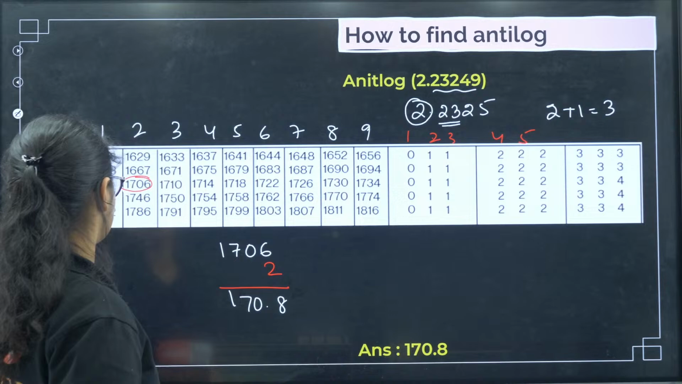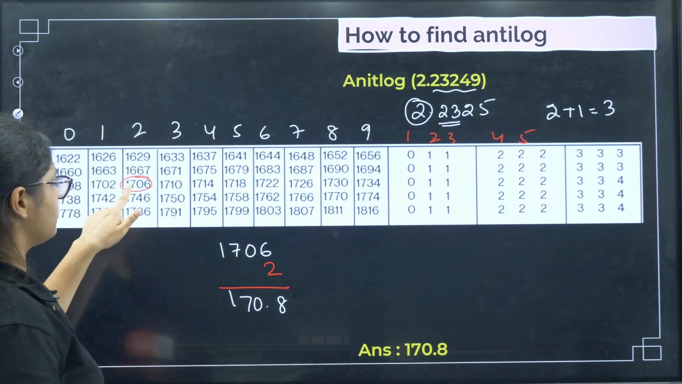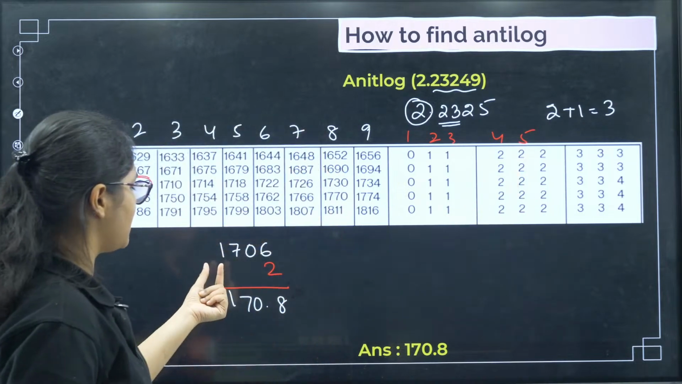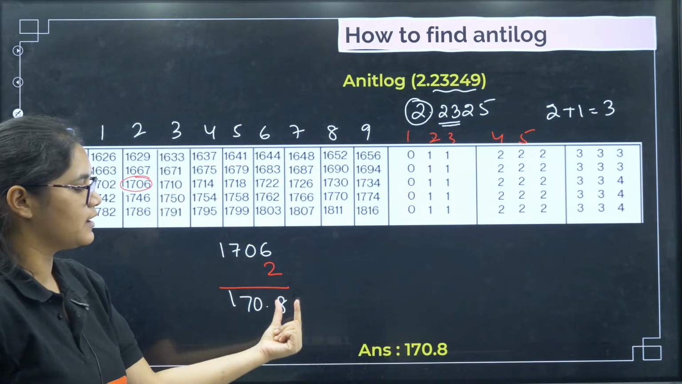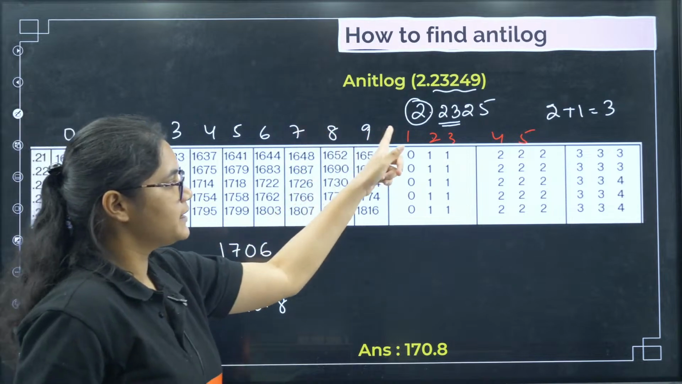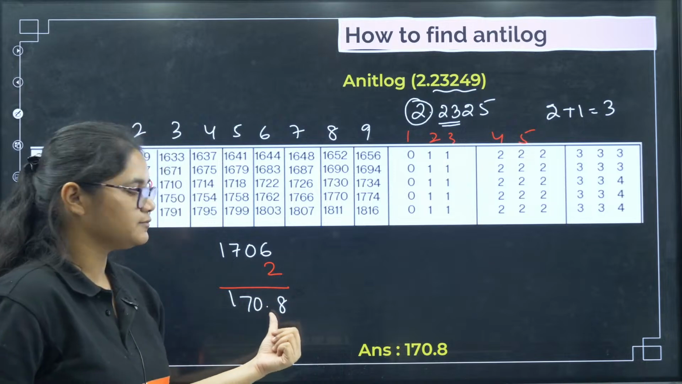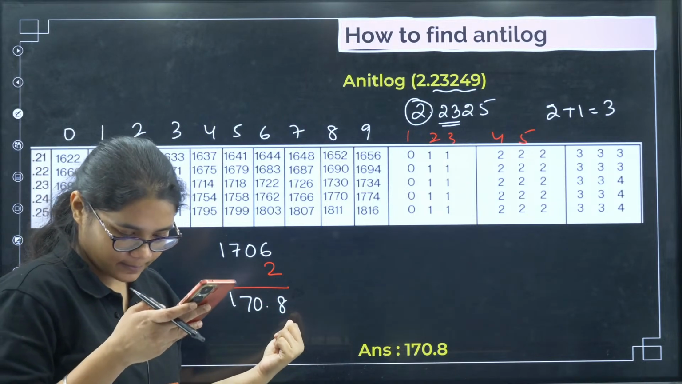23 is there, so check 23. Then you have 2, then focus here. Then we have also 5 here, so that is again 2. So I will add 1706 plus 2, I will get 1708. Before the decimal I have 2, I will add 1 to that. 2 plus 1 is 3. So after 3 places we have to put a decimal point here. Okay.